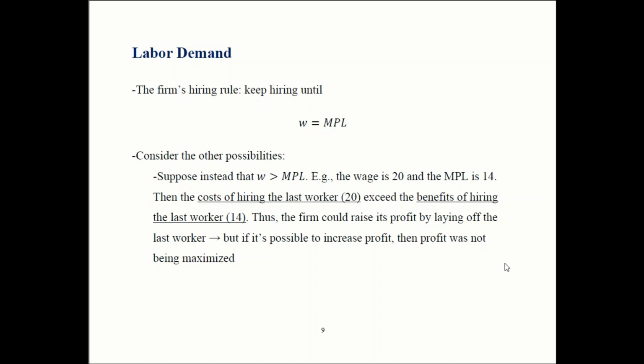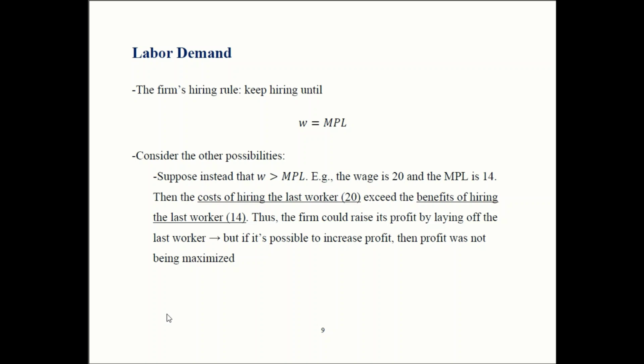Once again, if it's possible to do something different and to increase your profits by doing so, then your previous profit must not have been the best. You must not have been profit maximizing. So whenever the wage is bigger than the marginal product of labor, the firm is not profit maximizing, so we can just rule out that case. Just draw a big X through that possibility.